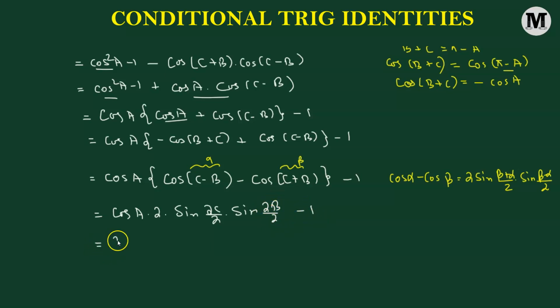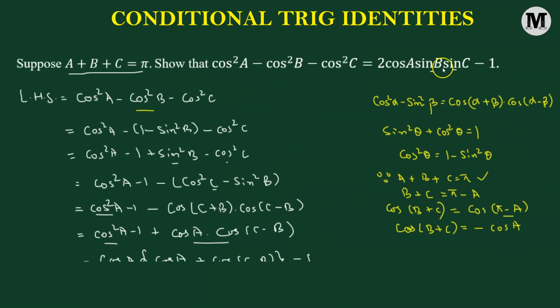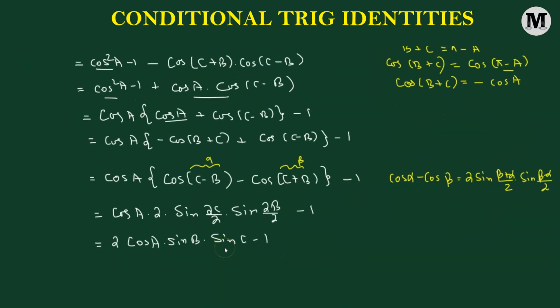So final simplification gives us 2 times cosine of angle A times sine of angle B times sine of angle C minus 1. Let's verify that this is the result that we want: 2 cosine A, sine B, sine C minus 1. And that's exactly what we have obtained. So this is the right hand side. And thus we can finally say that the left hand side equals the right hand side. Hence proved.